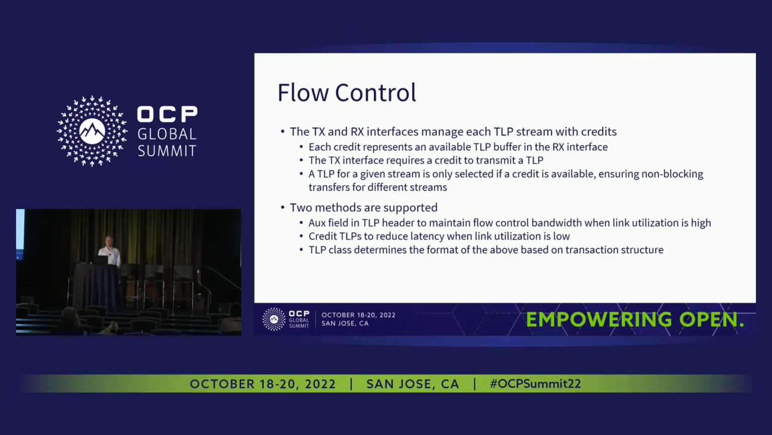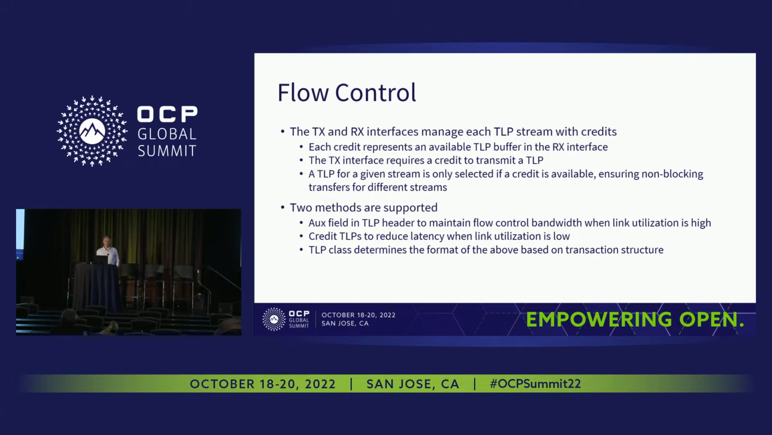The RX interface grants credits using two methods. When link utilization is high, the aux field in the TLP header can transfer a small number of TLP credits, effectively reserving a small amount of bandwidth in the link for flow control. On the other hand, when link utilization is low or more credits are required, there's a credit TLP that is defined by the specification that allows the link layer or the transaction layer to transfer the maximum number of credits per stream. In this case, the latency is reduced because the TX interface is always guaranteed to be supplied with credits.